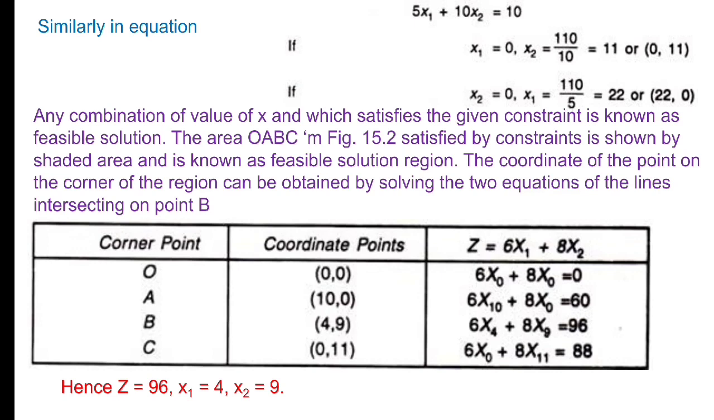In that, the maximum is 96. Therefore, maximum Z equal to 96. The x1 value is 4, and the x2 coordinate is 9. Therefore, the solution is maximum Z equal to 96, x1 equal to 4, x2 equal to 9. In this way, we are able to solve the graphical problem.